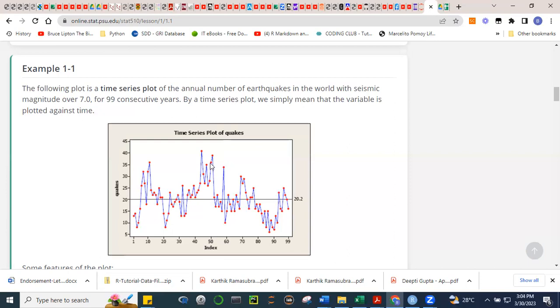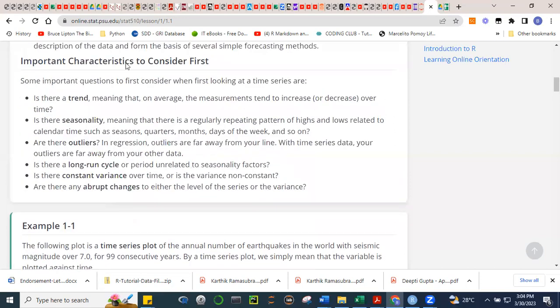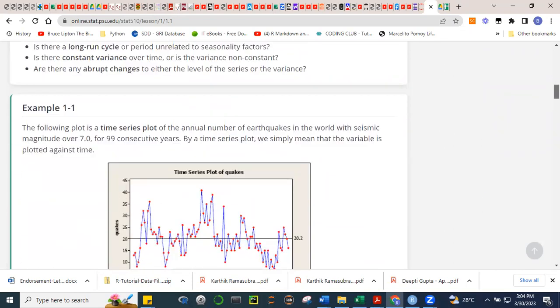Sorry, it didn't state the year. For 99 consecutive years, we don't know where this started. But you can see here that in this period, there were many earthquakes with magnitude 7, and here, fewer. And you can see that this time series does not have any trend. Looking at these pointers, you cannot see an upward or downward trend.